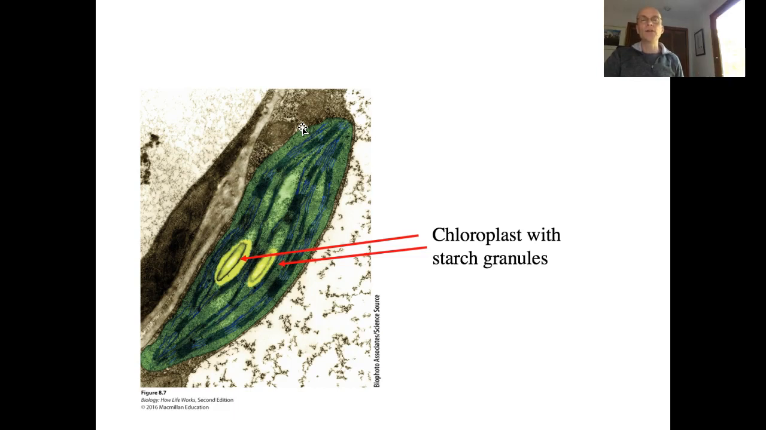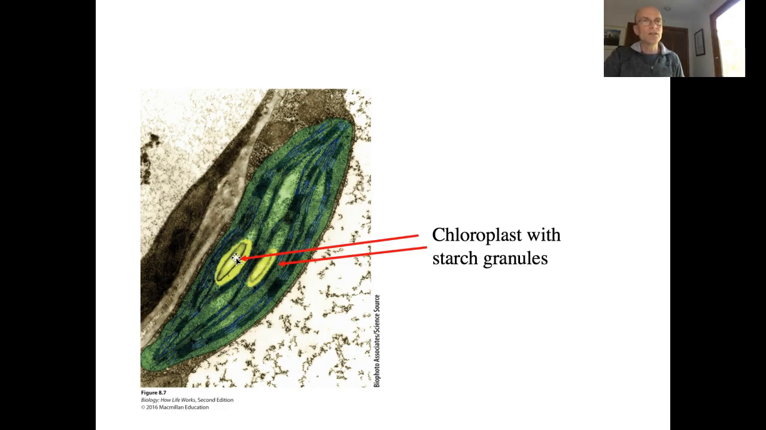You can see a lot more than you can see with just a light microscope. And these bluish strands here, those are the thylakoid membranes. And then these blobs here, these yellow-green blobs in here, those are called starch granules.